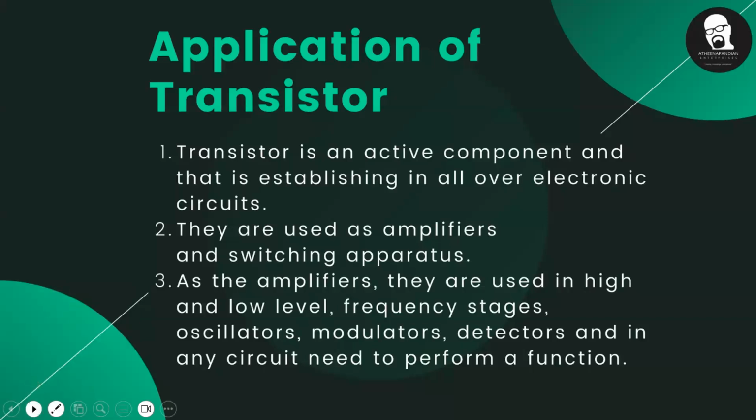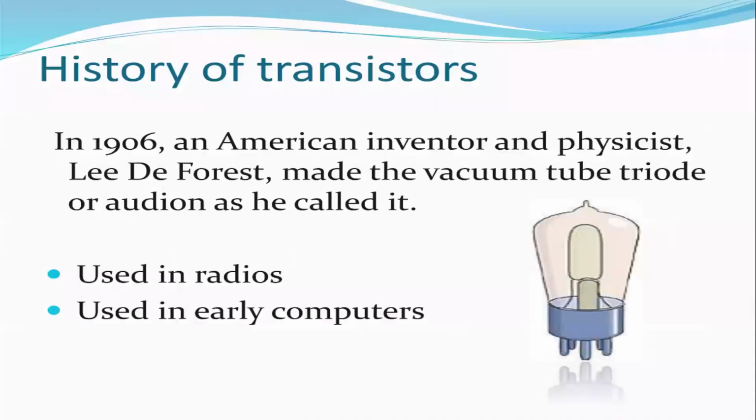So moving on to our next slide. What is the history of transistors? In the year 1906, an American inventor and physicist, Lee De Forest, made the vacuum tube triode, or Audion as he called it, which was used in radios and also in early computers.